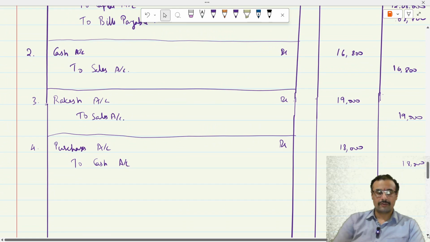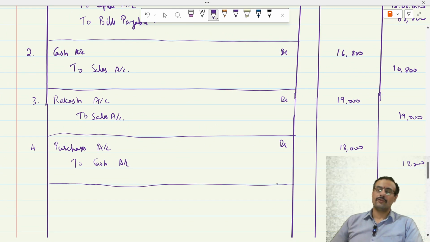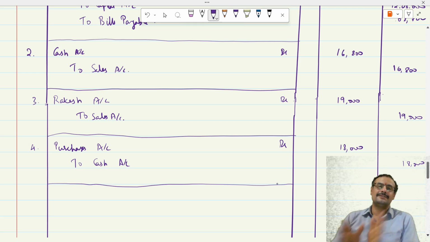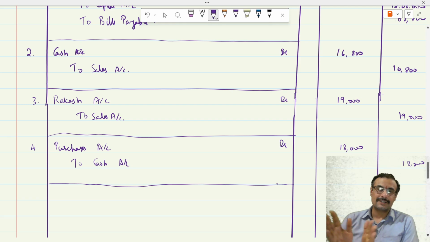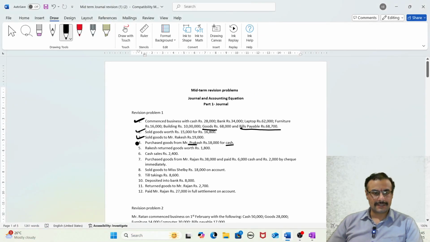Now let us move on to the next one. All easy, and listen, if you have practiced about 4 to 5 problems, or at least one representative problem, all these journal entries will appear very, very easy. But if you are doing this for the very first time, then you are taking a risk. This is not a full-fledged class, this is just a revision class. Then the fifth transaction.